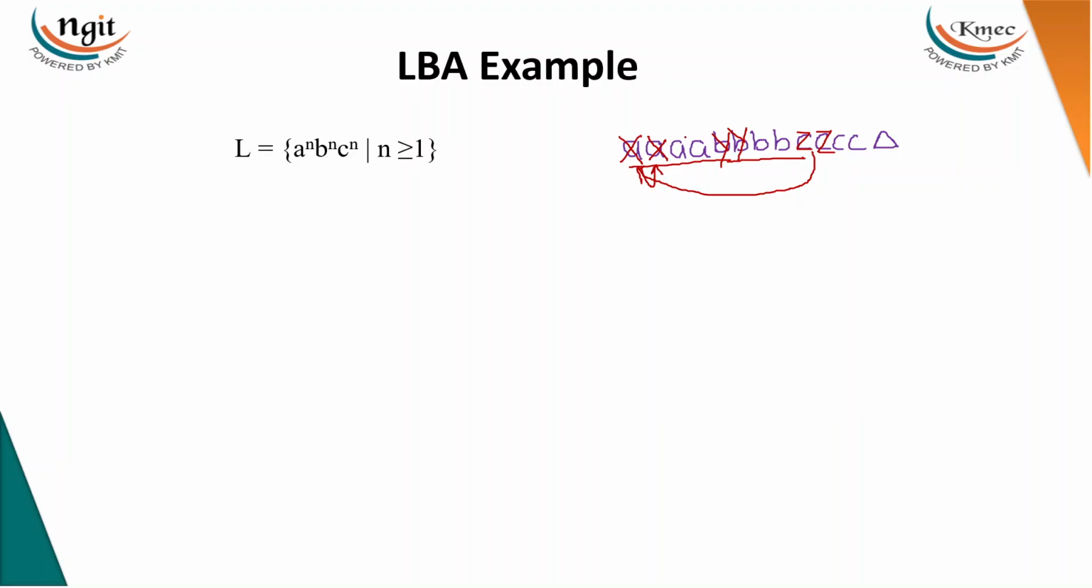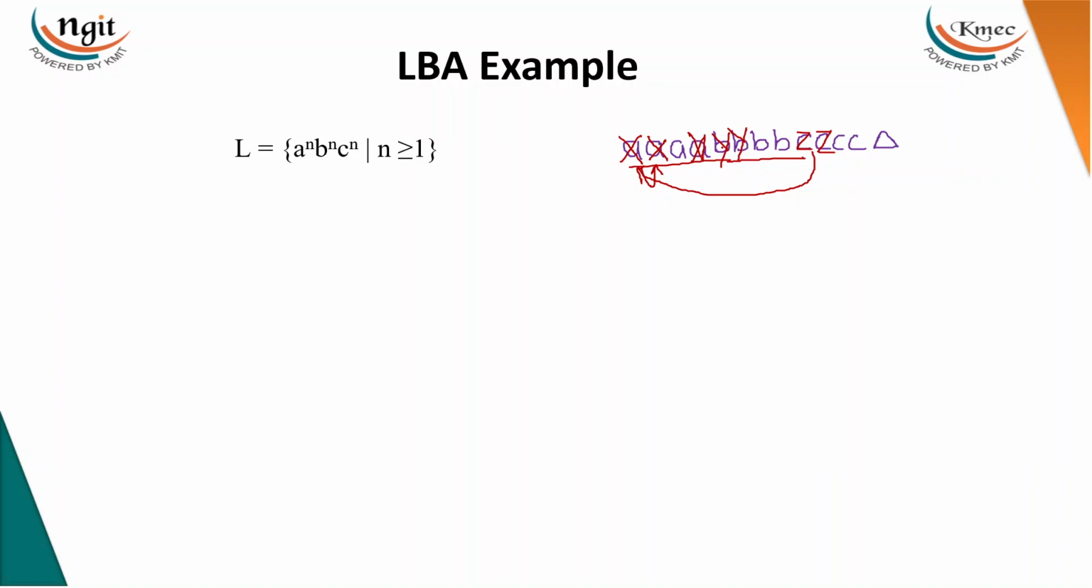And if it is A, change it to X, search for the B. If it is B, change it to Y, search for the C. If it is C, change it to Z and search for the X. Like that you have to do it. And search for X after making this last A as X.